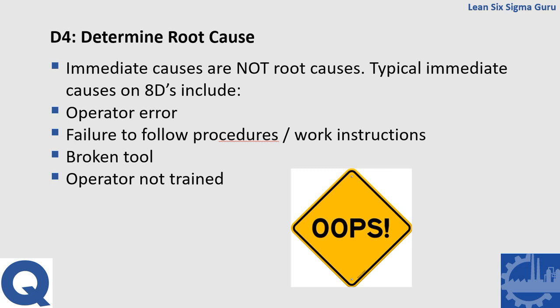A word on what we call immediate causes. Sometimes these are called apparent causes or symptomatic causes. They typically appear on 8Ds as things like operator error, failure to follow procedures, failure to follow work instructions, broken tools, operators not trained. These things are not root causes, ever. Operator error, not following procedures, broken tools, maintenance not done, are never, ever root causes.